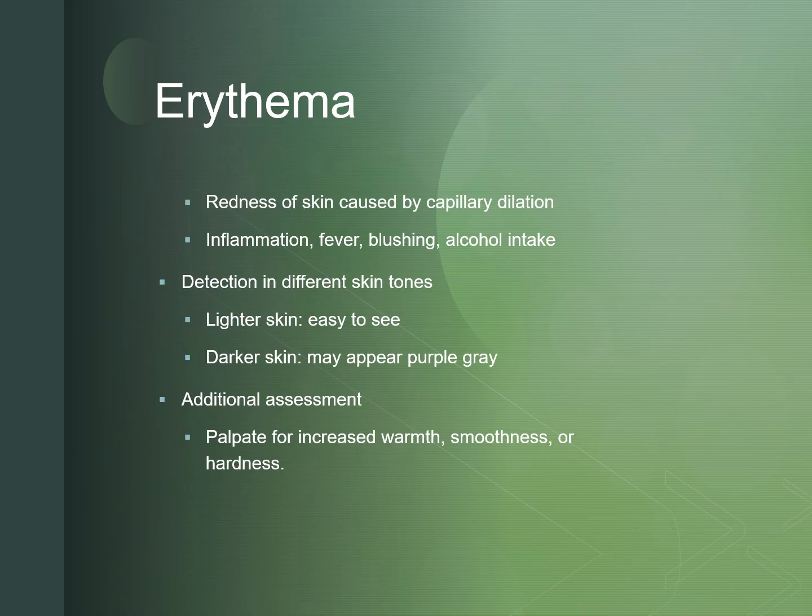The appearance in different skin tones: with lighter skin, this appears red, and in darker skin, it may appear purple, gray, or darker than the surrounding skin. The key point here is it may be missed if we're only looking for redness. So don't rely on color alone. We need to palpate the area and assess for warmth, swelling, firmness or hardness, and tenderness. Like I said, erythema is often the first sign of an infection or a pressure injury. So high-risk areas to look at are over bony prominences, under medical devices, and IV sites.